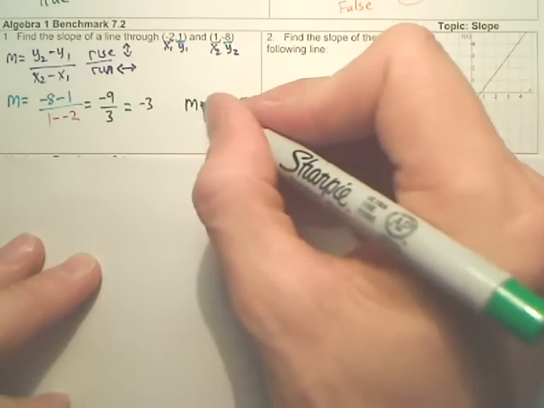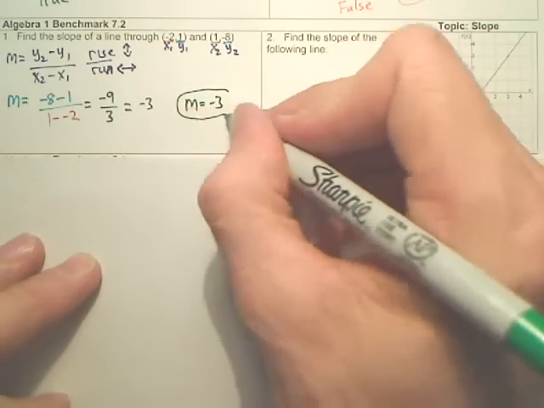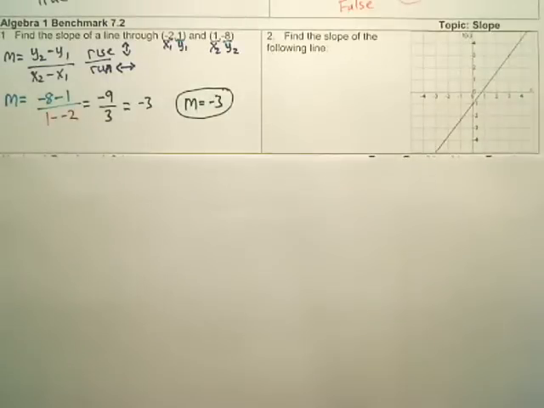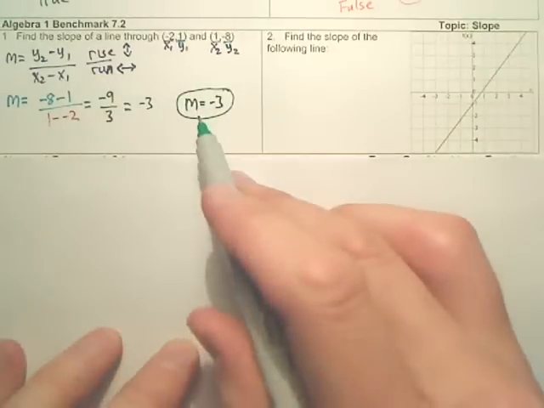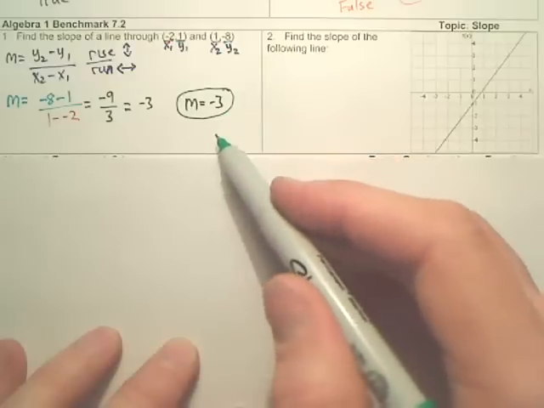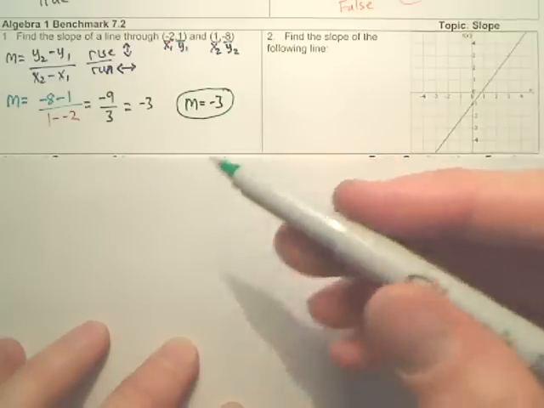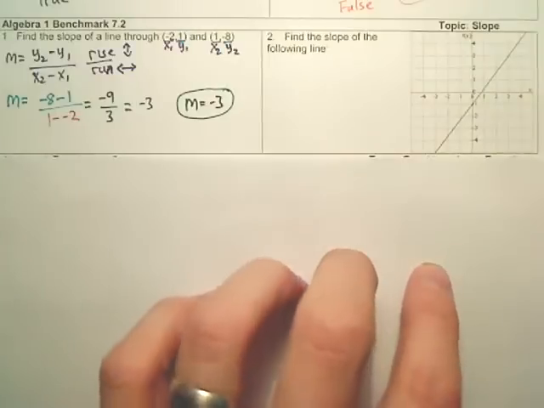So my answer, my slope is negative 3. That is my answer. Meaning, it's a downward hill slope, negative 3 over 1. Negative 3 is really over 1, because all numbers are over 1.